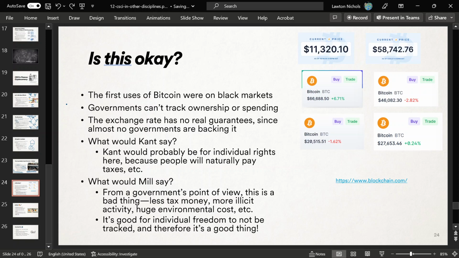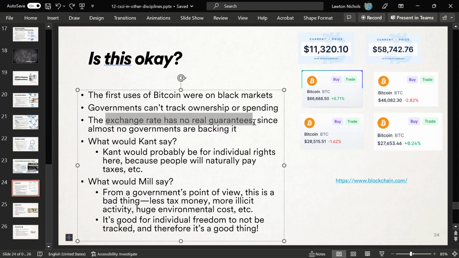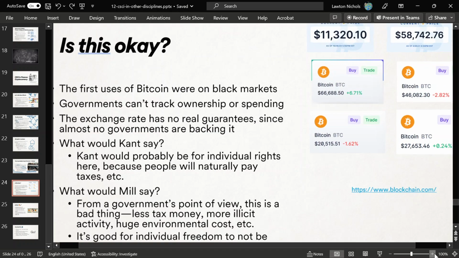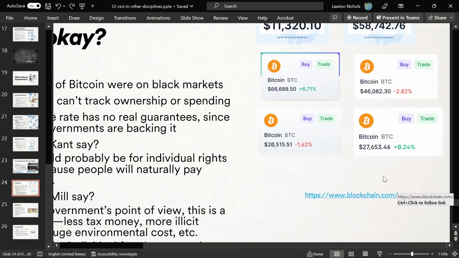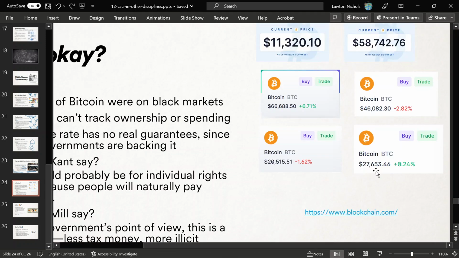And another thing is it's essentially stocks or gambling, whatever you want to call it, because the price fluctuates so much. The exchange rate for Bitcoin has no guarantees because no government really, maybe a couple, nobody really wants to back it and give people confidence in it and make it stable.